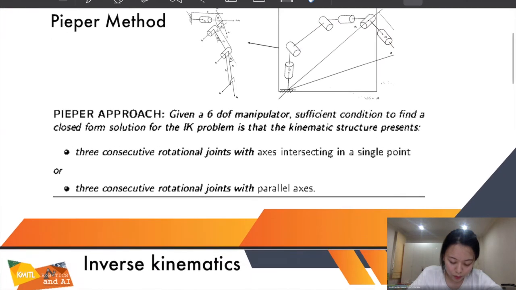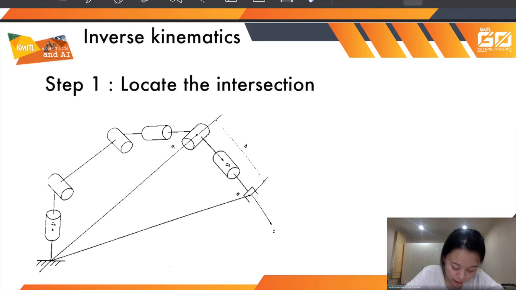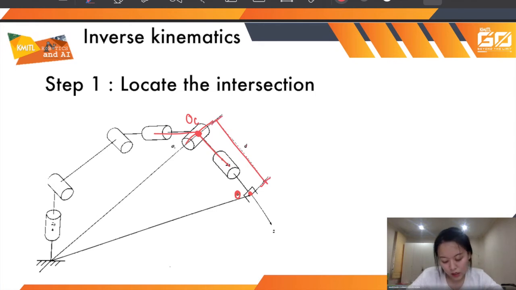So we will start with step 1. Step 1 of the Piper method is to locate the intersection, which is this one, the intersection of this joint and this joint. So this point will be point OC, and this point is point O. We will call it OC. And this is the length and the distance of the joint of the link.